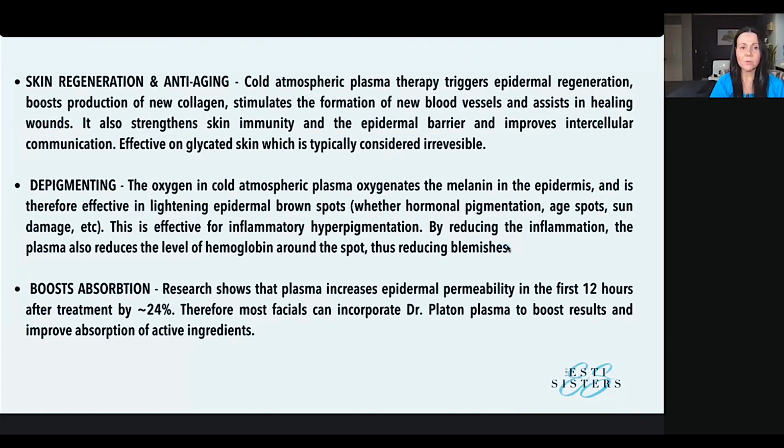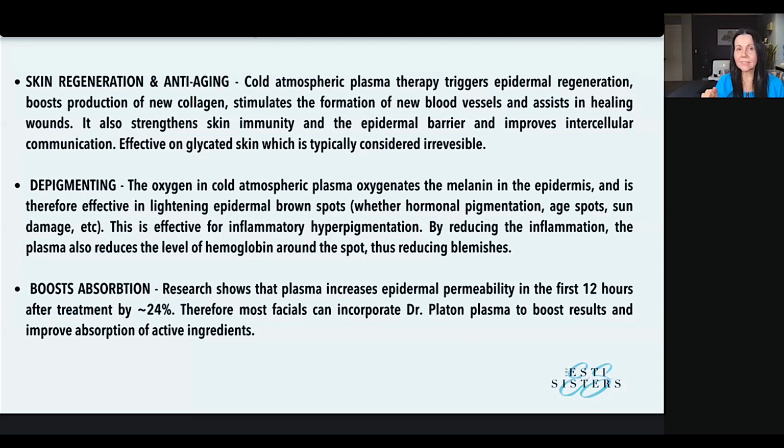Next is for skin regeneration and anti-aging. So cold atmospheric plasma triggers epidermal regeneration, boosts production of collagen, stimulates formation of new blood vessels, and also assists in wound healing. It also helps to stimulate and strengthen the skin's immunity and the epidermal barrier. So people that have, for example, impaired barriers. That's why this is going to be also really effective on your rosacea clients, because anybody that has rosacea, acne, they have an impaired barrier. So this is going to be beneficial pretty much for everybody, you guys.